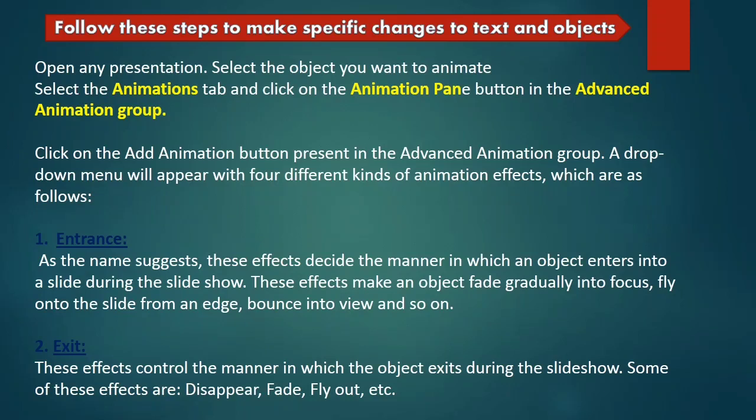First is entrance. As the name suggests, these effects decide the manner in which an object enters into a slide during the slideshow. These effects make an object fade gradually into focus, fly onto the slide from an edge, bounce into view and so on. Second, exit. These effects control the manner in which the object exits during the slideshow. Some of these effects are disappear, fade, fly out, etc.